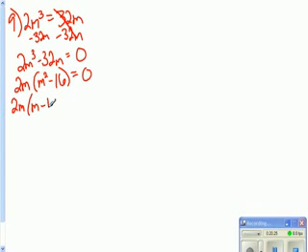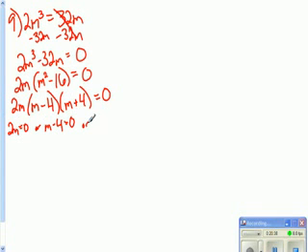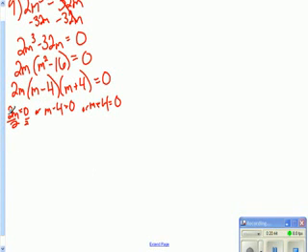So, take the square root, and minus and plus. So again, I have three things that could equal 0 this time. Either 2m equals 0, or m minus 4 equals 0, or m plus 4 equals 0. Divide that by 2 to get m by itself.